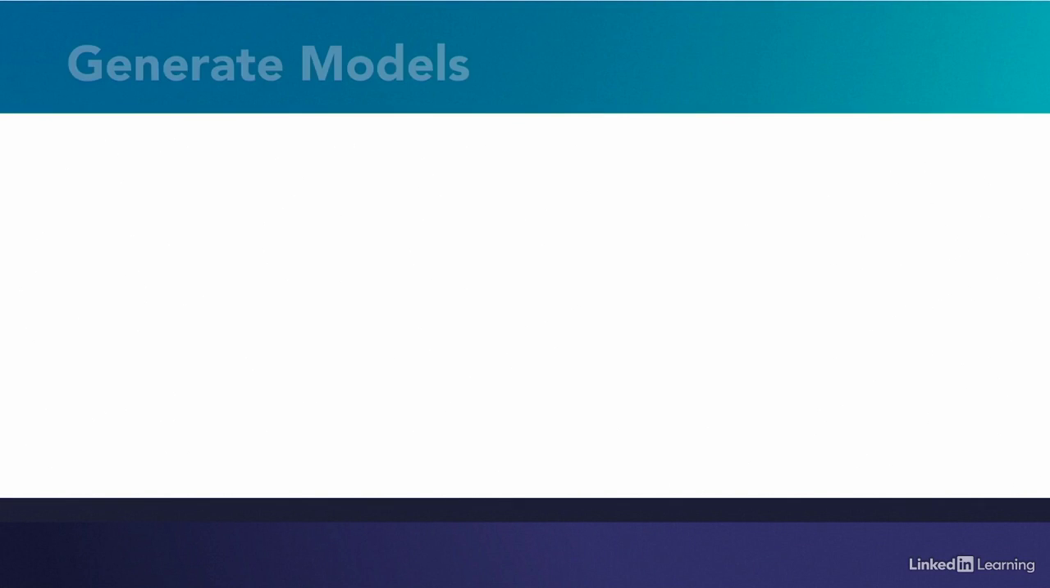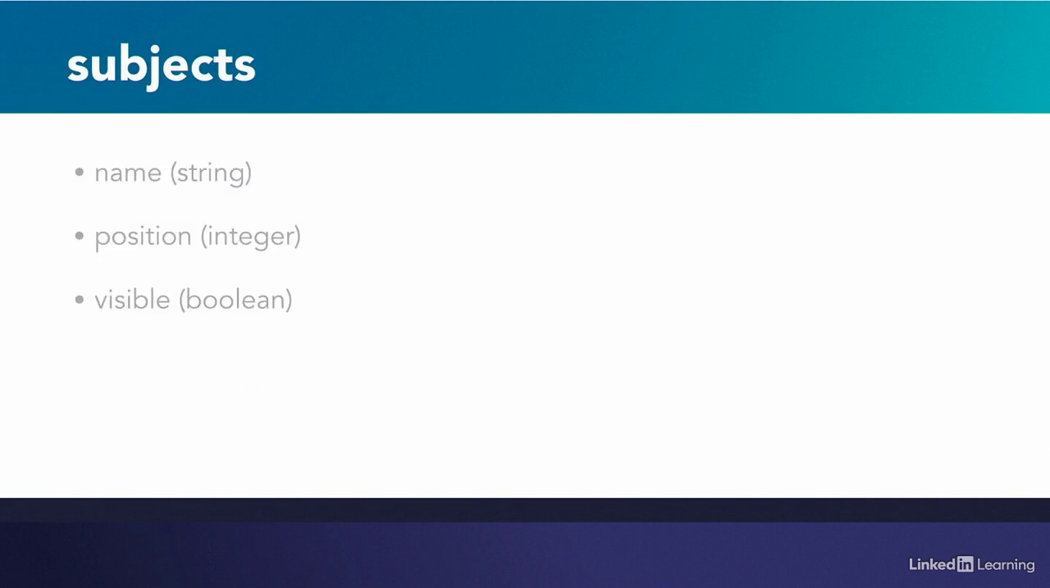Your challenge assignment is to generate models for the subject and the page. The subjects table will of course have its standard ID column, but it's also going to have a name, a position, and visible. Name is going to be a string column, position will be an integer column, and visible will be a Boolean, true or false. That'll determine whether a subject is visible in the navigation or if it should be hidden.